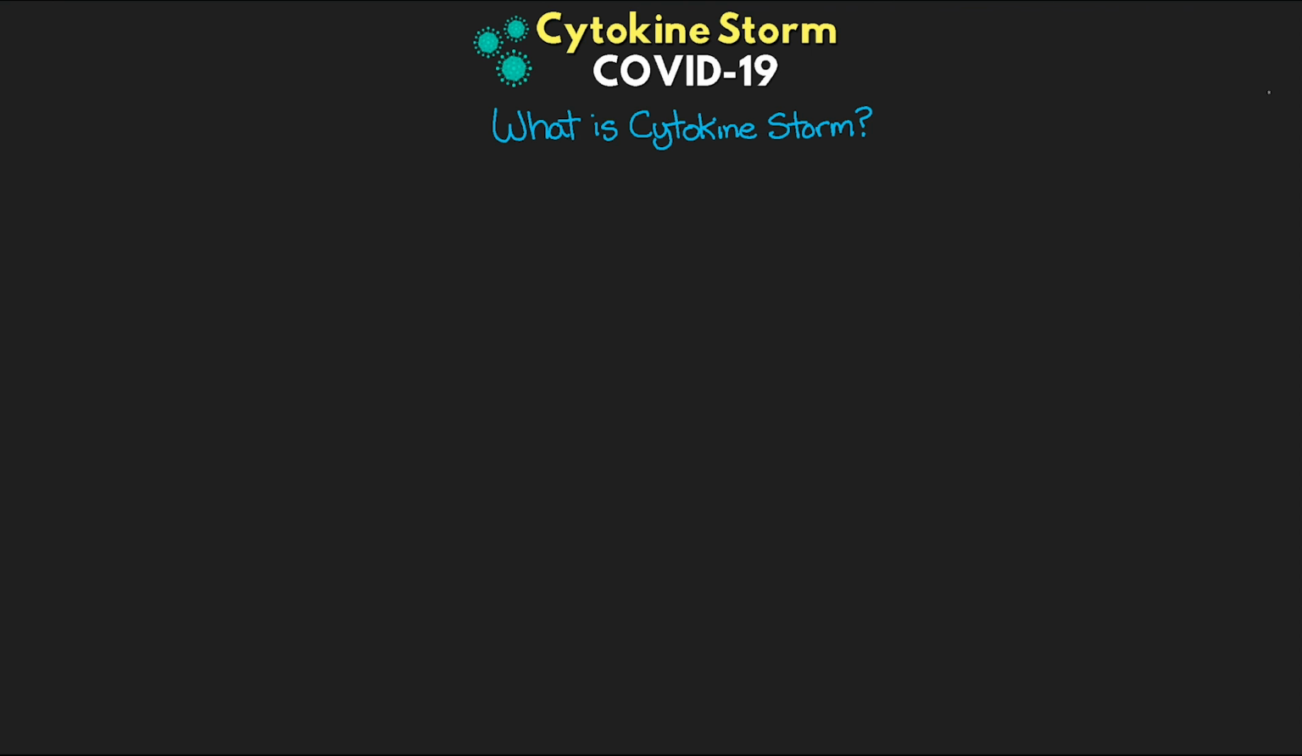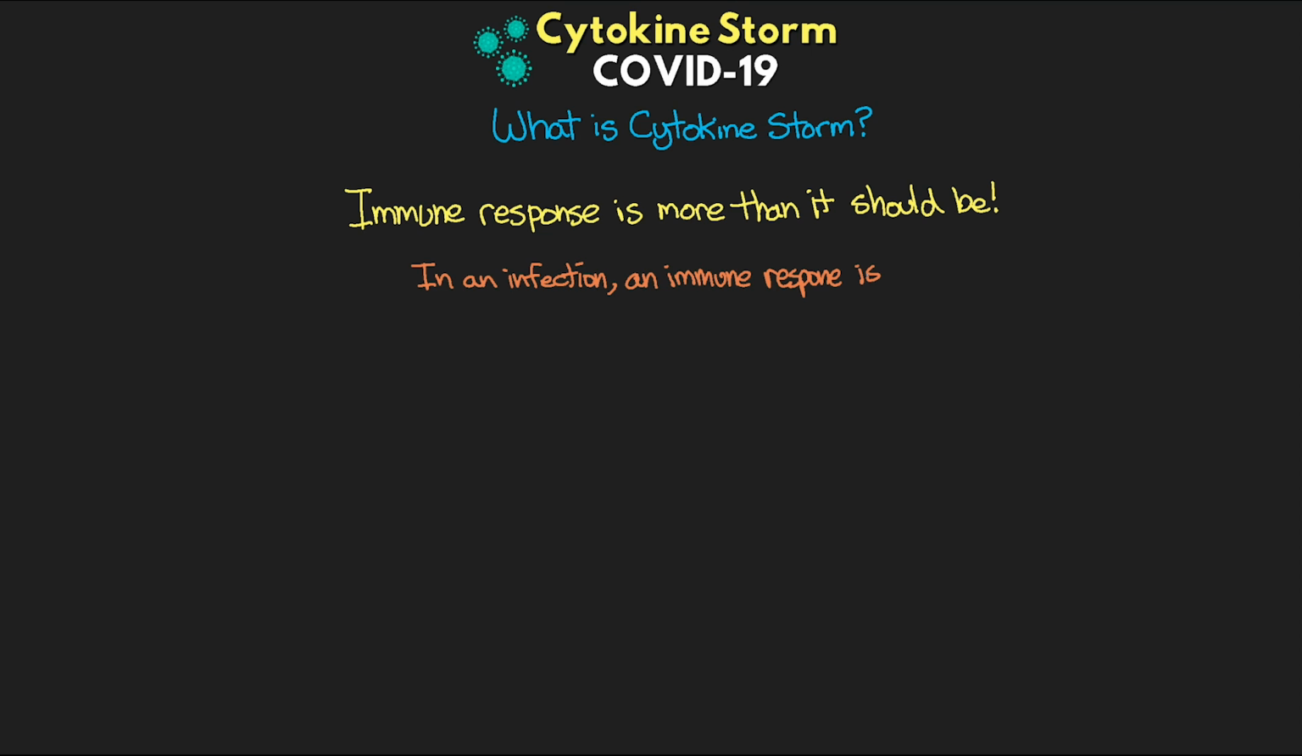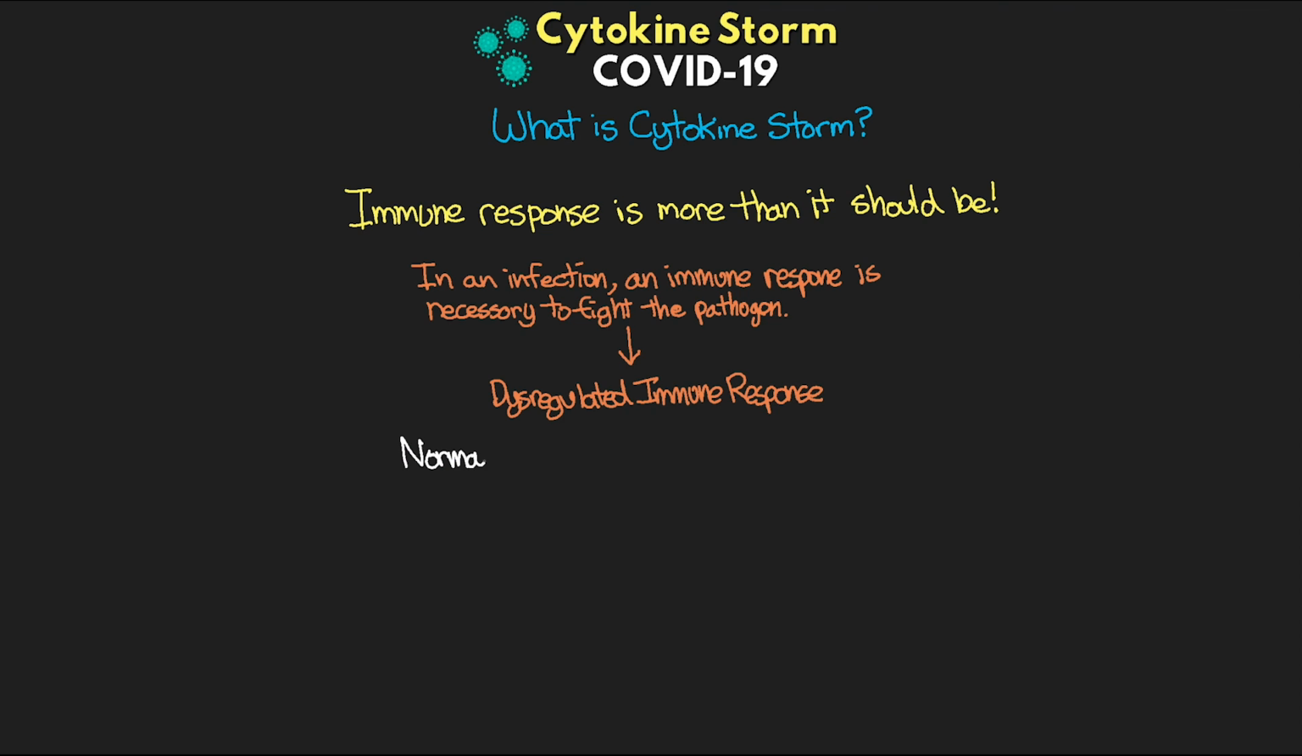All right, so here really the term is not well defined. We see similar types of presentations with other diseases, both pathogen stimulated and autoimmune. But here what we're really talking about is using this in the context of an immune response that is more than it should be. In any infection, including our viral infections like SARS-CoV-2, an immune response is necessary to combat the pathogen. But what we're seeing in a subset of COVID-19 patients is this immune response really becoming dysregulated. In normal cases, we'd expect to see a rise in our immune response, which is then lowered over time and eventually resolved.